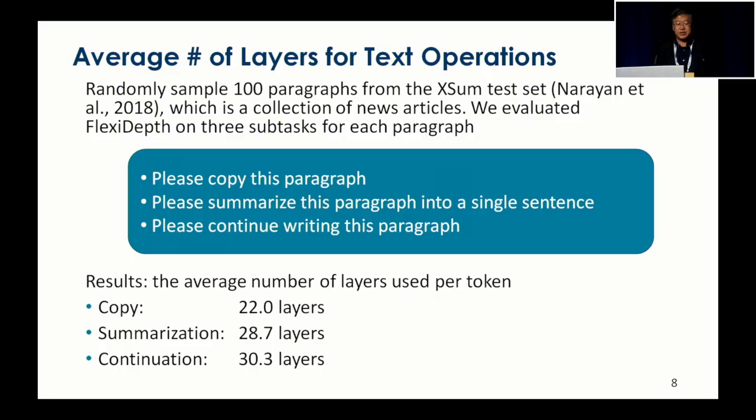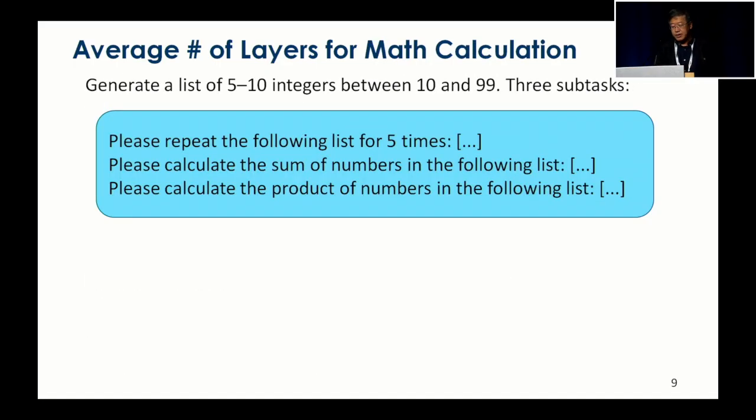In these tasks, copy needs 22 layers, summarization 28.7 layers, and continuation, the writing, takes 30.3 layers. So this roughly aligns with our intuition about the difficulty of those tasks.